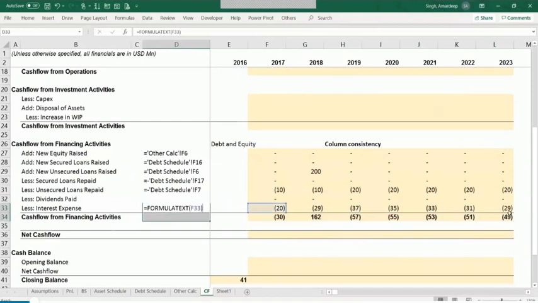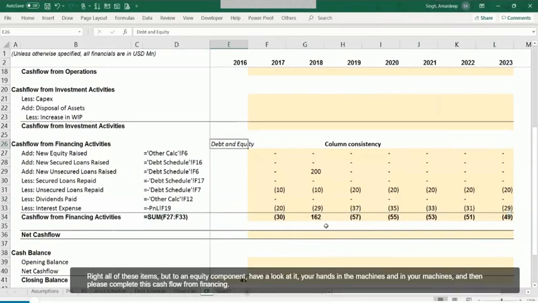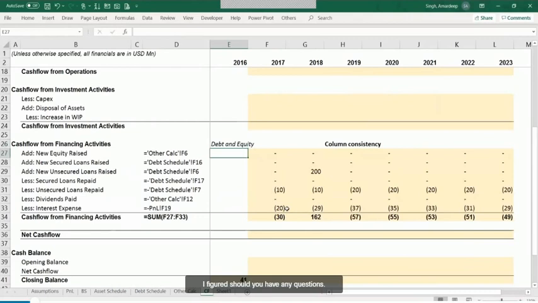the total cash flow from financing activities, right? All of these items, if you notice, relate to debt and equity components. Have a look at it, try your hands on your machines, and then please complete this cash flow from financing activities. Should you have any questions in the meanwhile, please feel free to put that on chat.